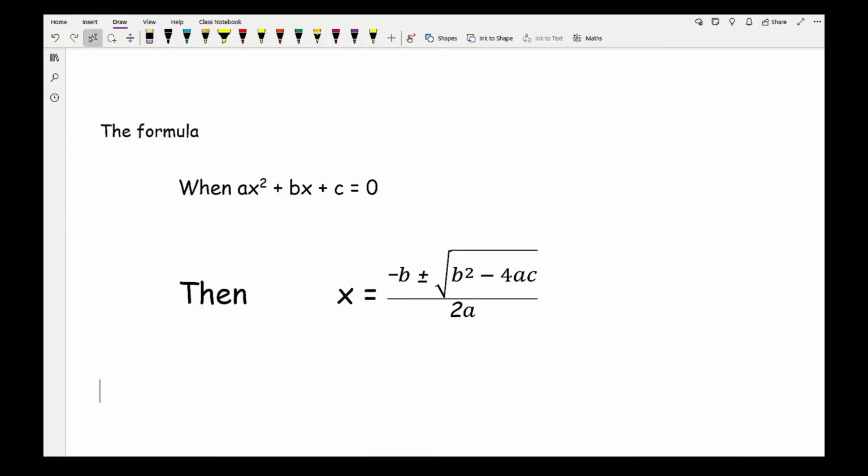Now, the key aspect of this particular formula is the top line. When using the quadratic formula to solve a quadratic equation, you need to make sure that it's first of all equal to 0. It must be equal to 0. Most questions will already be equal to 0, but if it isn't, then you're going to need to rearrange the equation so that it is.